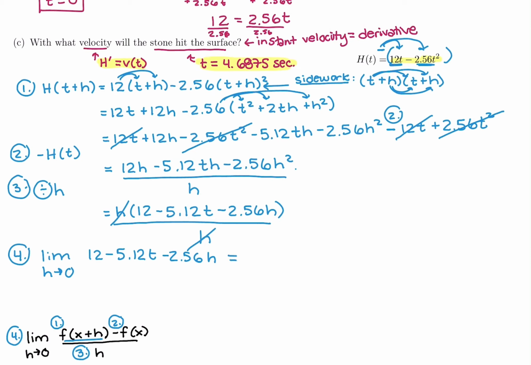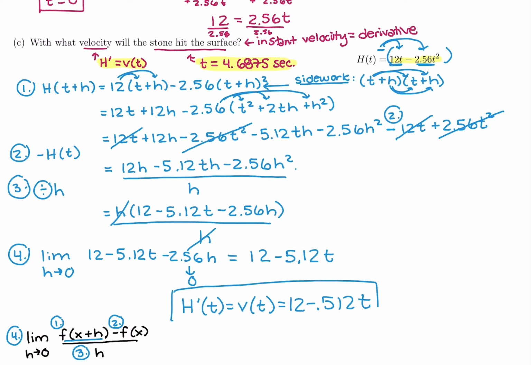So we let h go to 0 and we plug into our first piece, 12. 12 is going to stay 12. When we plug into our second piece, minus 5.12t, there's no h there, so that's going to stay minus 5.12t. And then lastly, we have minus 2.56 times h. This piece is going to go to 0. So our derivative, h prime of t, or also called the velocity function, is 12 minus 5.12t. This measures the instantaneous velocity for any time that we want to plug in.